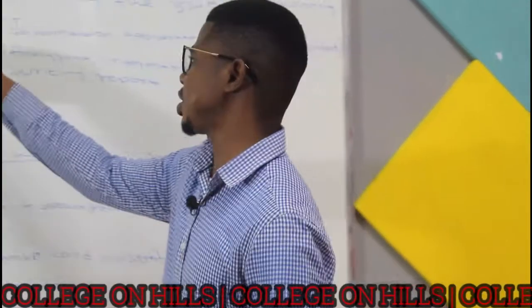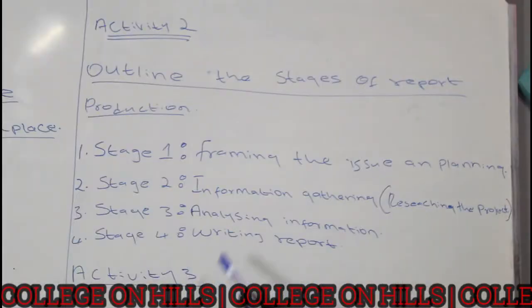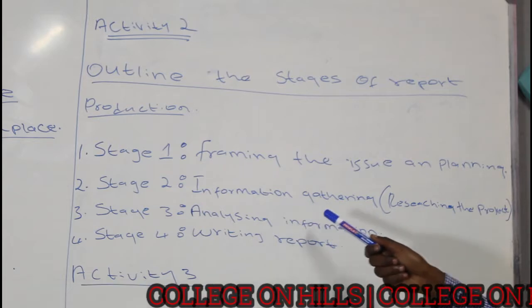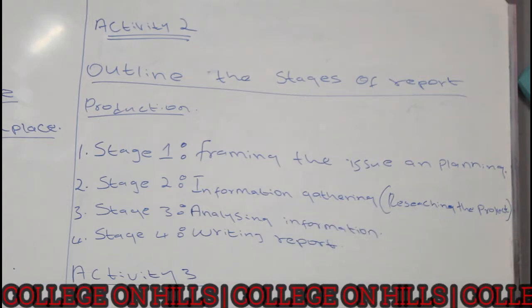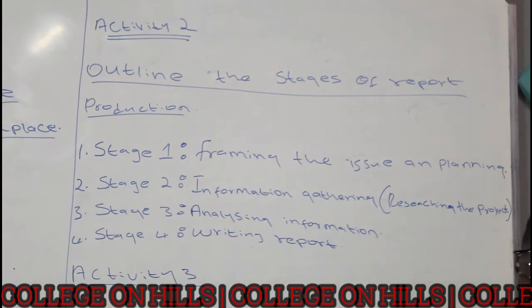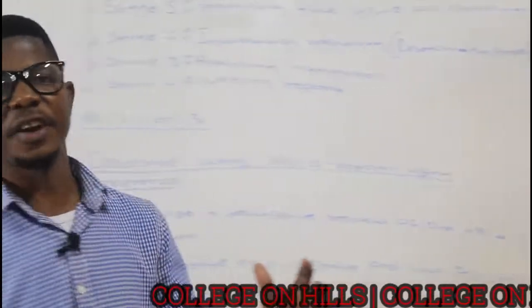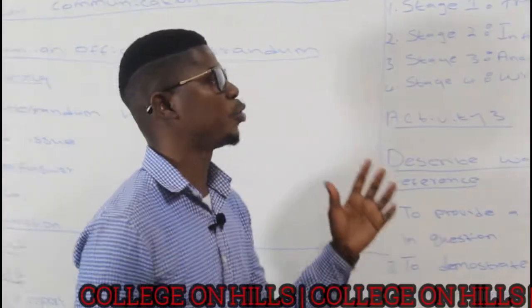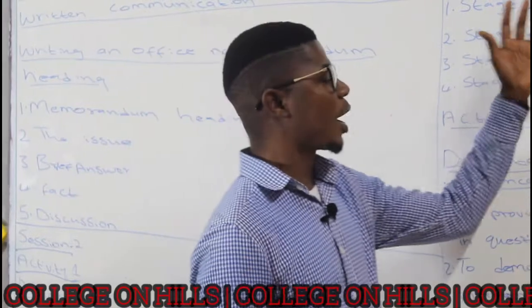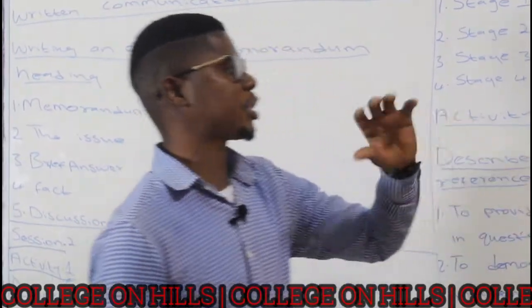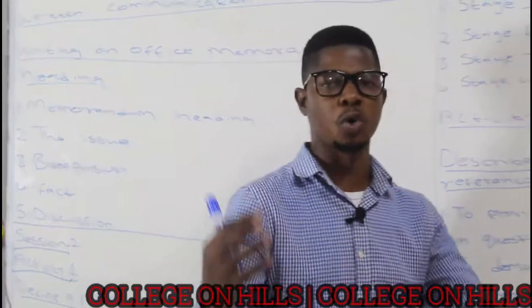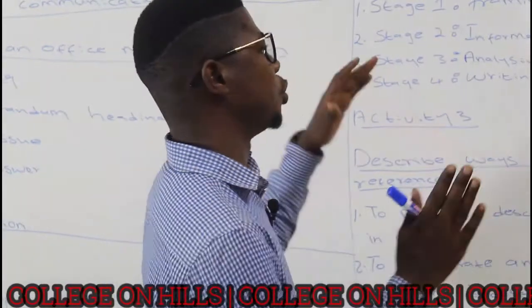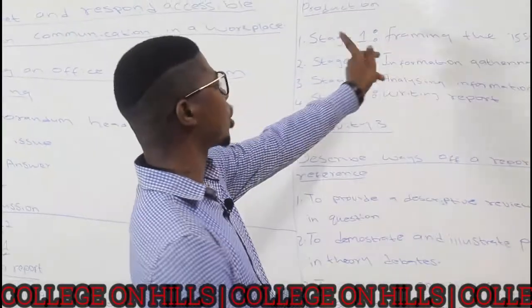Then we have got stage number 2, which says information gathering, researching the project. With this one, we are speaking of gathering the information. When you start to gather the information or research the project, you go up and down collecting the information that you need to see in your report production.